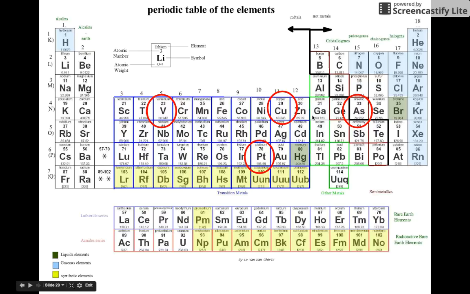So let's look, for example, at copper, which is 63.5. We're going to round this up to 64. So we're going to find the number of neutrons, which is going to be 64 minus 29. And that's going to be 35 neutrons, 29 protons, and 29 electrons.